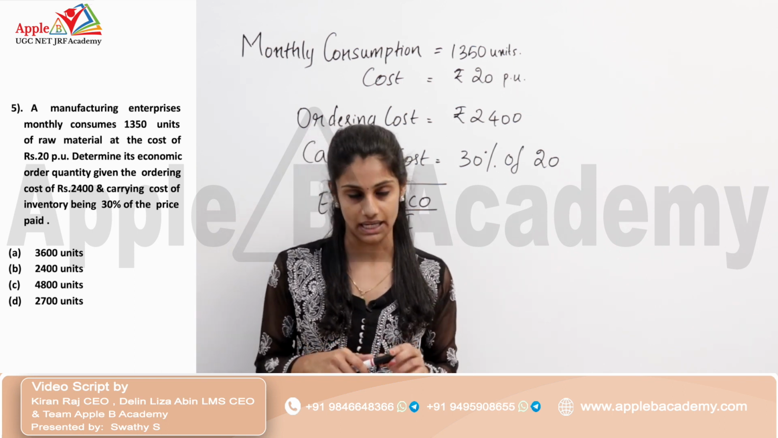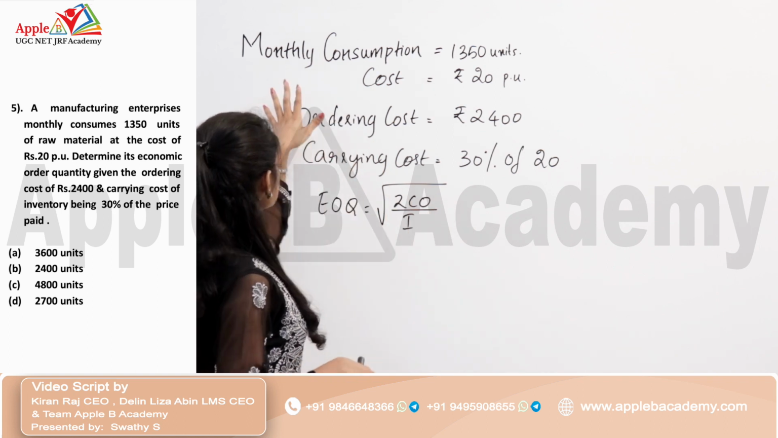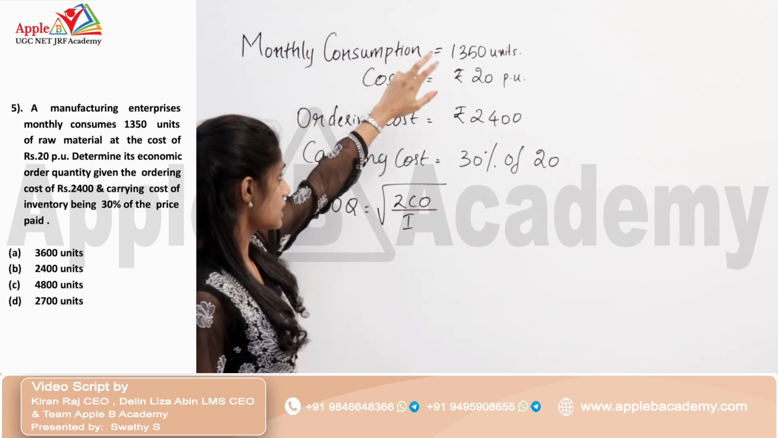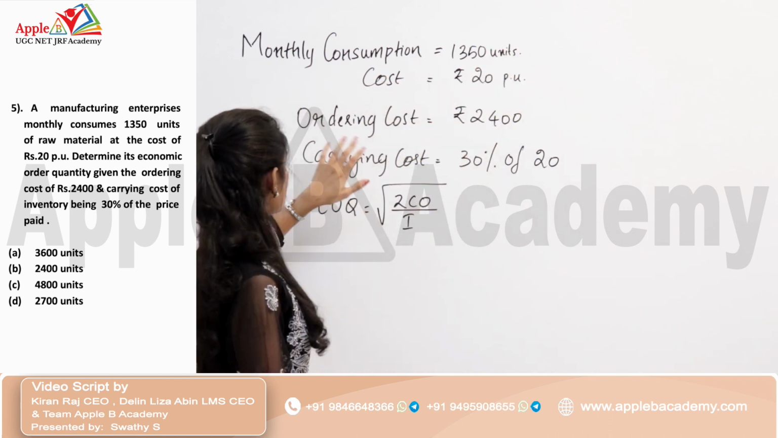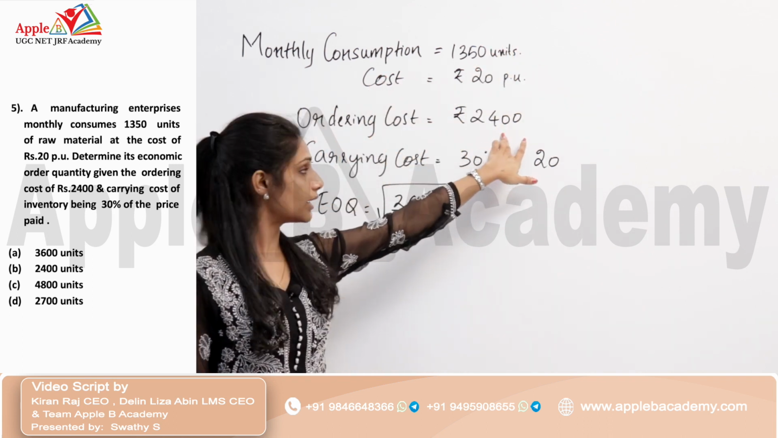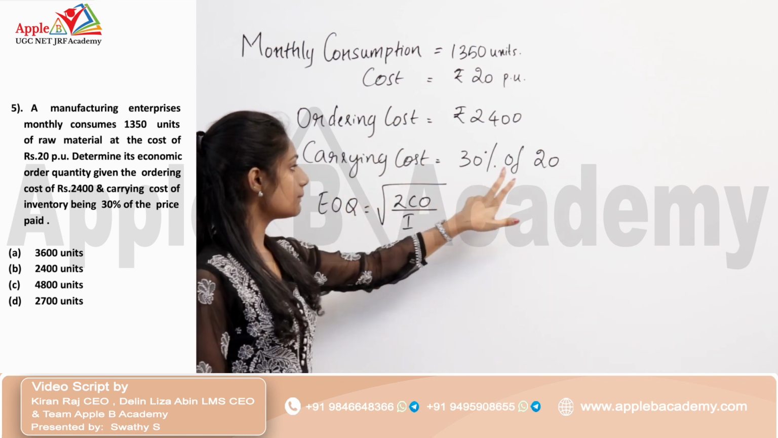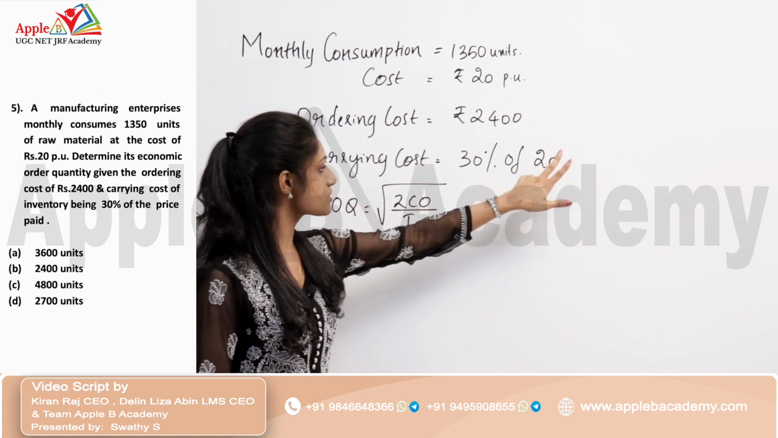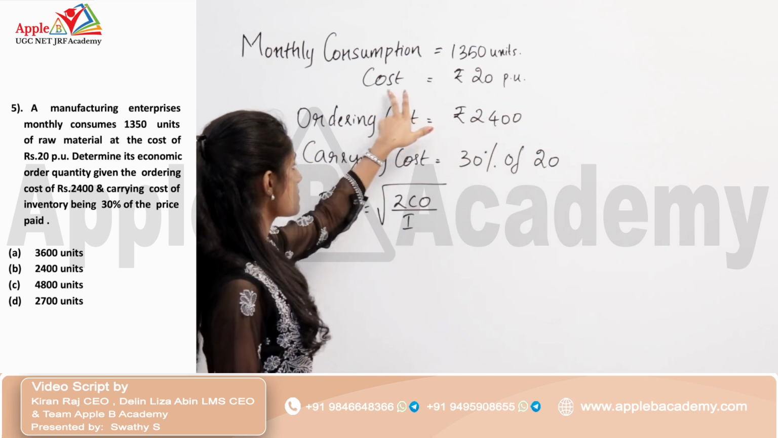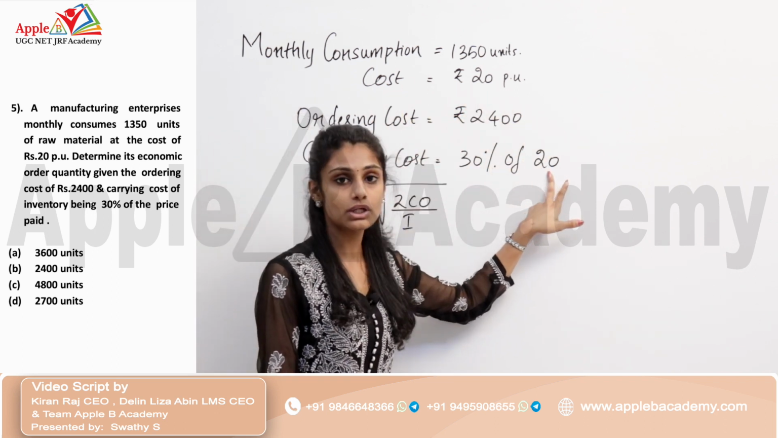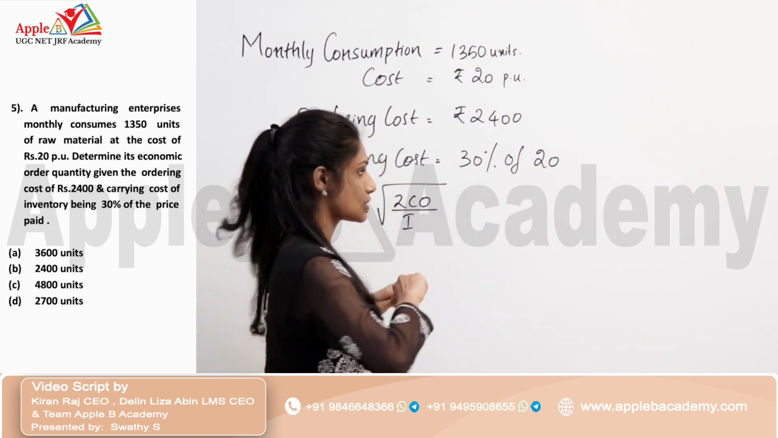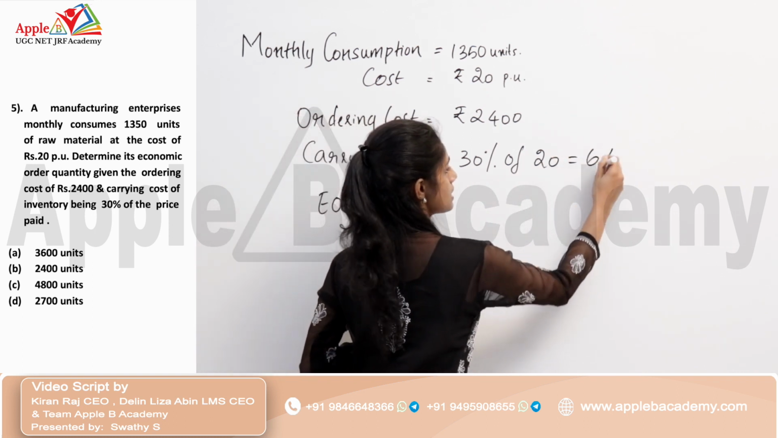the price paid. The monthly consumption is given as 1350 and cost is given as 20 per unit, ordering cost is 2400 and carrying cost is 30% of the price paid. That means the cost of that particular item. So cost of item is 20. So you have to take 30% of that particular cost, 30% of 20, which is actually 6.